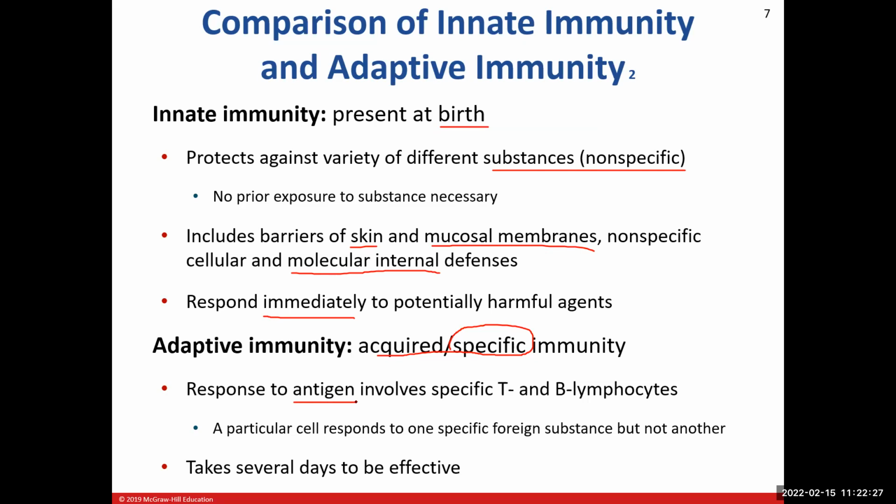So what we'll see here with adaptive immunity is we'll have an antigen, which is going to then mobilize and activate our T and B cells, or our T and B lymphocytes. And so we'll have a particular cell that is going to respond to a specific, and that's important, specific foreign substance or antigen. Now, this one takes a little bit longer. It can take several days, possibly even weeks, for this to kick into effect. And we'll talk about why that is and all that fun stuff.